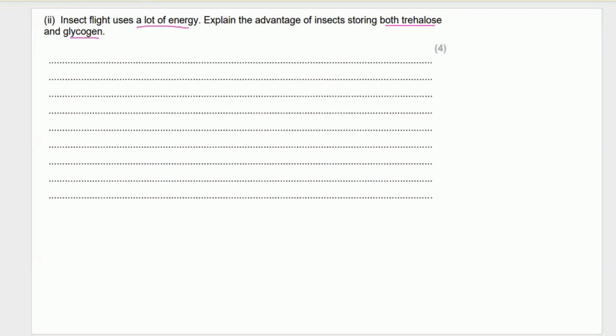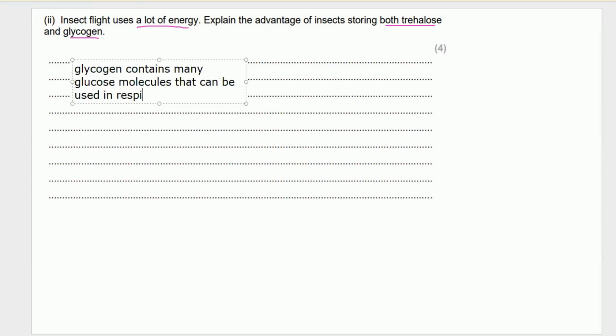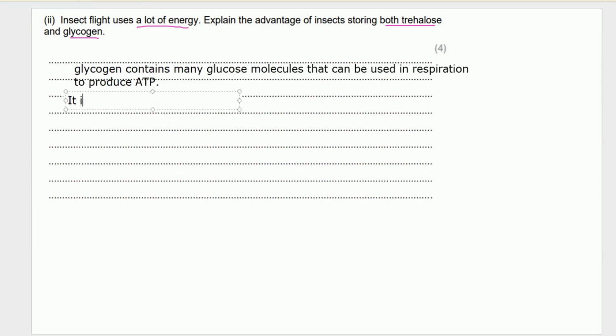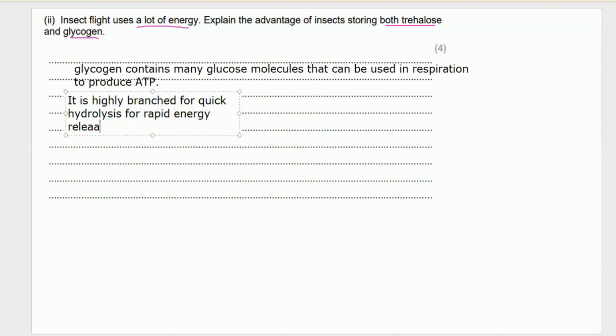Well, first of all, why is it an advantage to store lots of glycogen? Glycogen, of course, we know contains many glucose molecules, so you can store lots of energy. It's compact in a small space. We can also say that glucose is what's used for respiration, to produce ATP or to release energy. And so that's why it's useful to have glycogen as a storage molecule. We can also point out that glycogen is highly branched, which we've mentioned many times, which is great for quick energy release, or it can be readily hydrolyzed, for rapid energy release or rapid production of ATP.